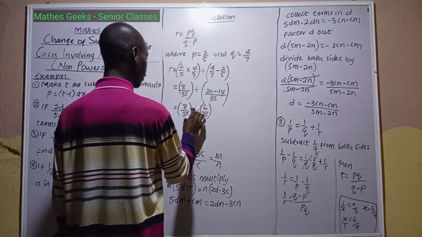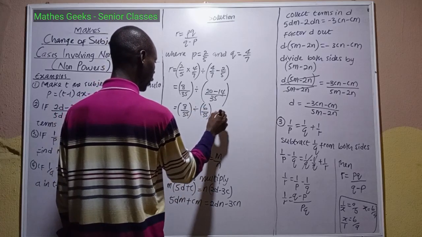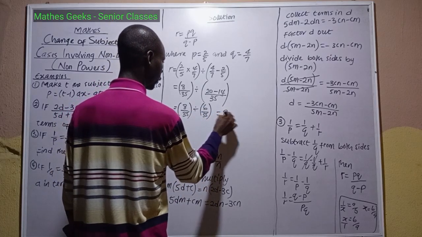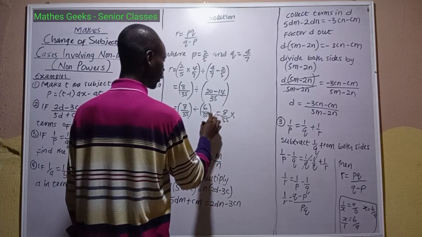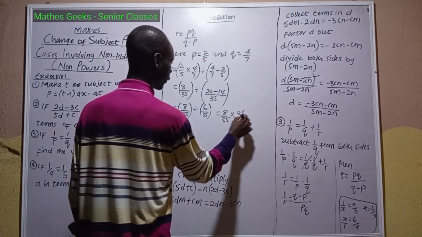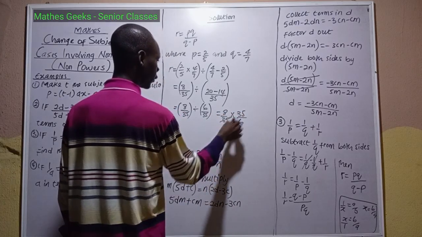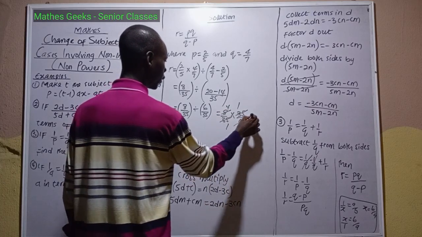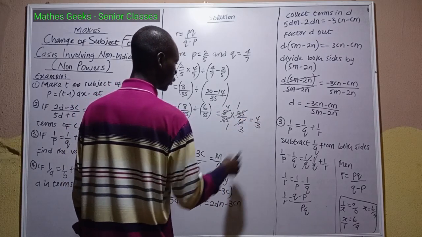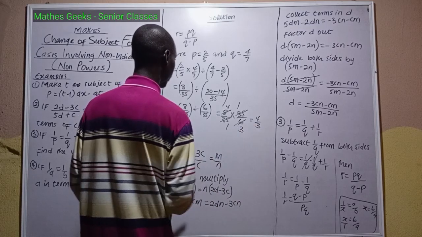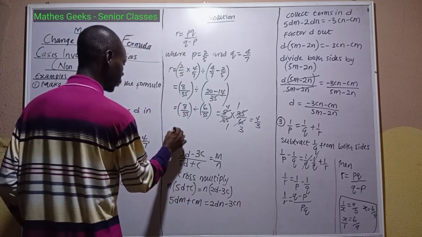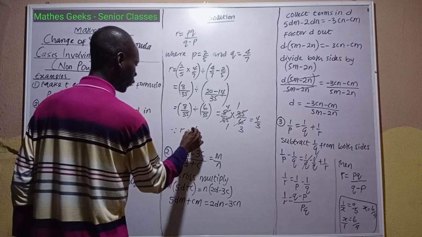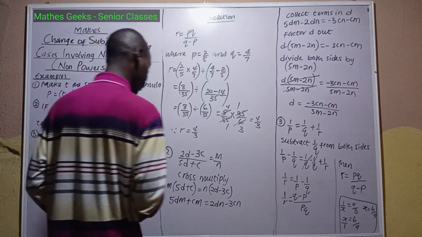6 over 35. So let's change our division sign to multiplication. This will give us 8 over 35 times 35 over 6. 5 here 1, 5 here 1, 2 here 3, 2 here 4, giving 4 over 3. So therefore R is equal to 4 over 3.